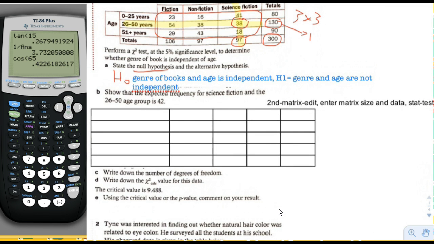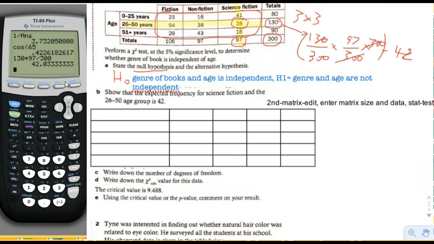We're going to say this fraction, 130 divided by 300, times 97 divided by 300, times 300. If we multiply all this together, these cancel out, and we are going to get a number close to 38, but not exactly 38. It's going to be 130 times 97 divided by 300. Oh, what do you know? It's 42. Yeah, actually, they told us the answer, remember? So the answer is 42. That's how you calculate it. So we just showed that the expected frequency is 42.